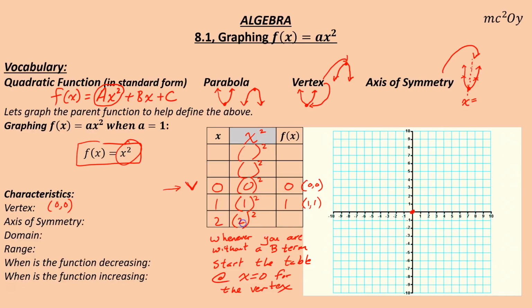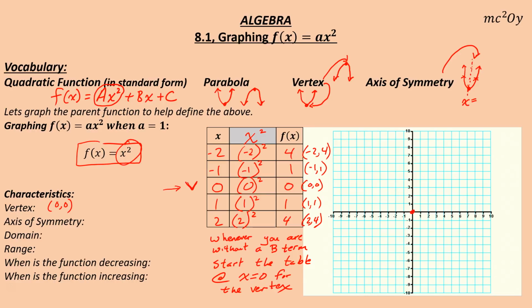So I put 2 in. 2 squared is 4, so I get (2, 4). Okay, I put -1 in, and -1 times -1 is +1, so I get (-1, 1). And I put -2 in, and -2 times -2 is +4, so I get (-2, 4).